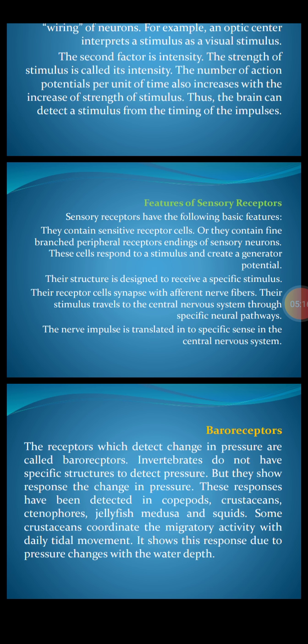Now comes invertebrate sensory reception. There are different receptors present to detect different kinds of stimulus. First one is baroreceptors. These are the receptors which detect changes in pressure. Invertebrates don't have specific structures to detect pressure, but they show some response to change in pressure. These responses have been detected in some invertebrates like copepods, crustaceans, ctenophores, jellyfish, medusa, and squids.